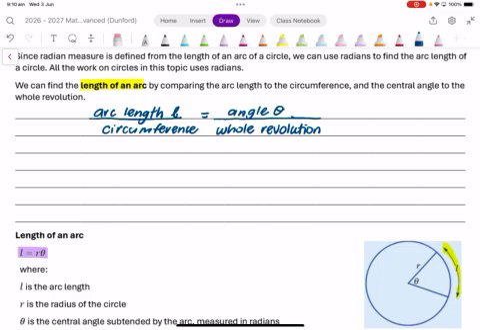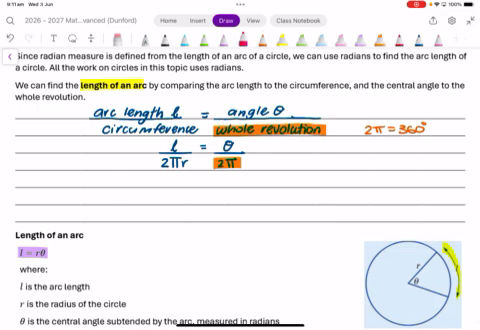So our arc length, L, equals the circumference formula, 2 pi r, equals our angle theta divided by that whole revolution of 2 pi. Like I said, 2 pi is our whole revolution because 2 pi is equal to 360 degrees, but we're using everything in terms of radians.